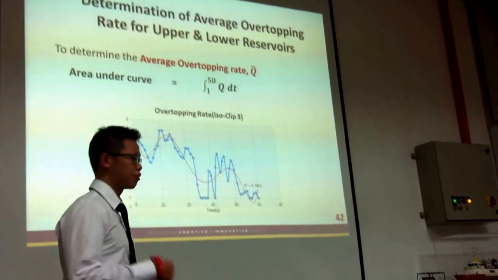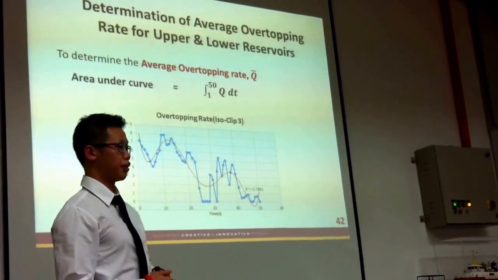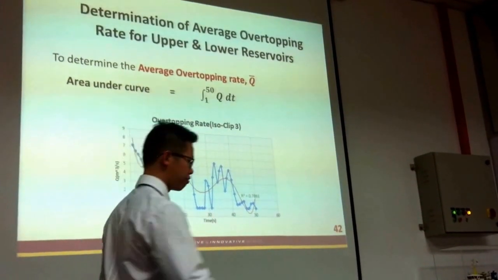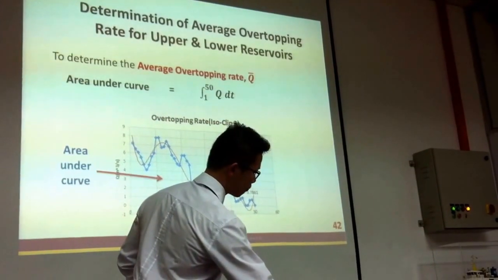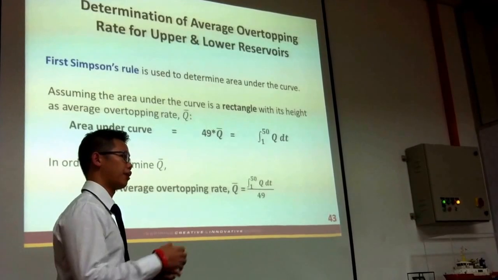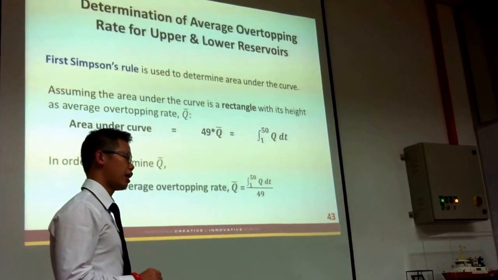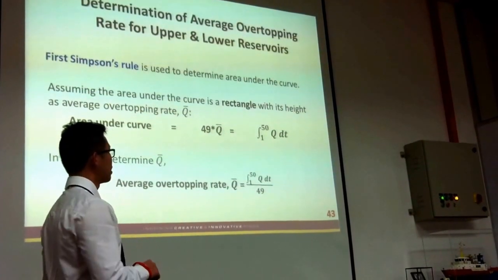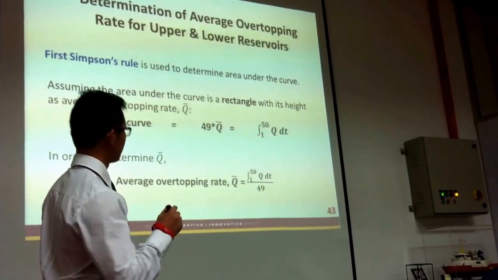So in order to determine this average overtopping rate, I have to determine the area under the curve, which is shown in this figure here. And the first Simpson's rule is used to determine this area under the curve. And average overtopping rate is determined according to these equations here.